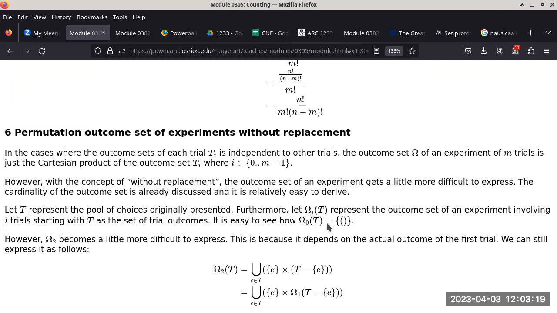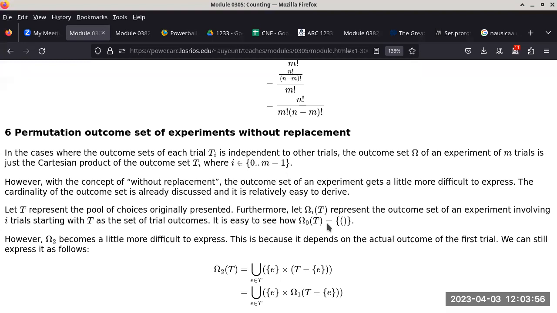Big omega returns a set of permutation outcomes. When you have an experiment that involves multiple trials, each trial is to choose something from a set. But the ordering of things getting chosen from the bag matters, okay? And that's why we are counting permutations. Combinations means the ordering does not matter, and permutation means the ordering is important. Are we good so far on permutation versus combination?